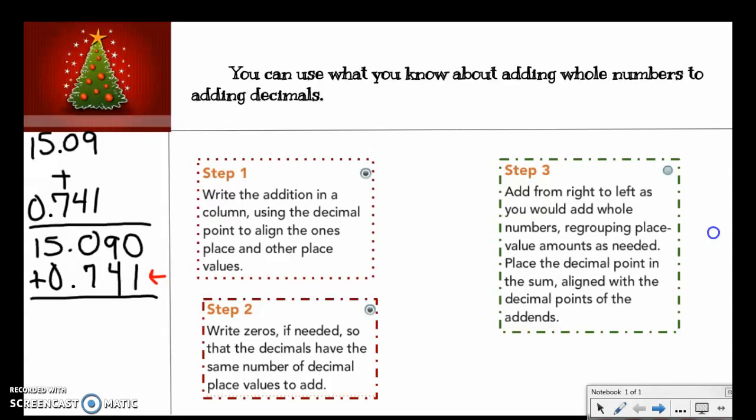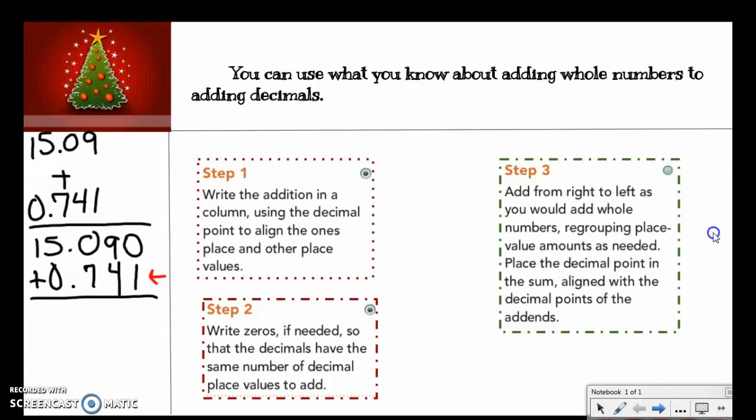Okay? Step 3. Add from the right to the left as you would add your whole numbers, regrouping place values amounts as needed. And you can stop there on step 3. I don't care if you have the rest of it. But let's go ahead and add these together. I'm going to use green because I'm feeling festive.